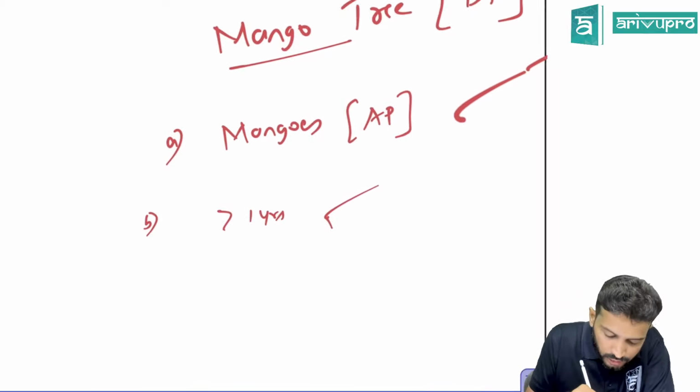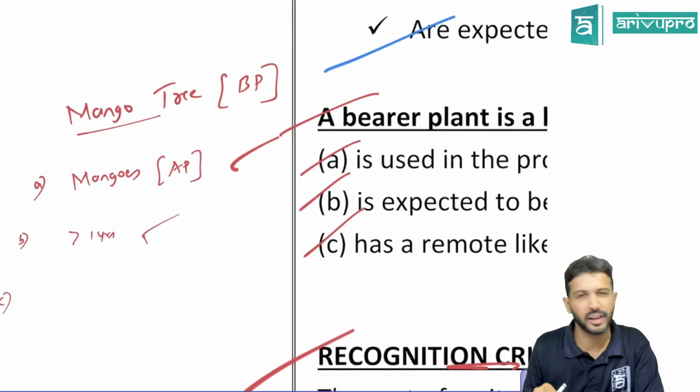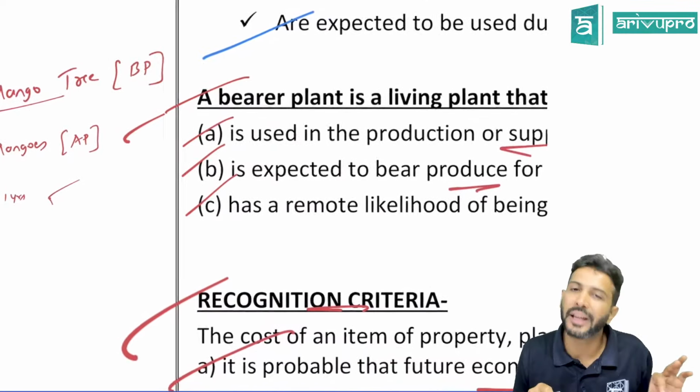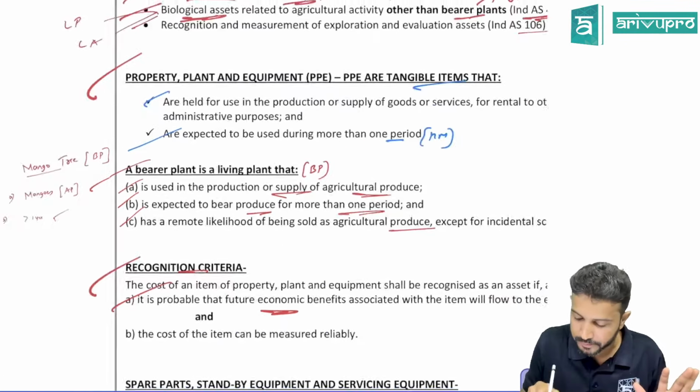Yes. The third criteria, the last criteria, I'll repeat that once again. It's a fancy word, that's all. It has a remote likelihood of being sold as agricultural produce except for incidental scrap sale.